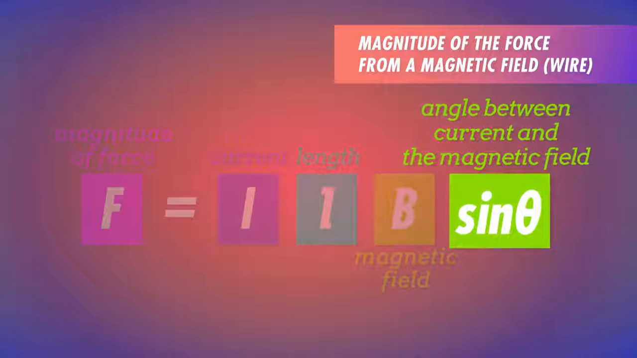Its maximum value is 1 when theta is 90 degrees. So the current is perpendicular to the magnetic field lines. That's when the force will be strongest. Similarly, the minimum value of sine theta is 0 when theta is 0. So that means the current is parallel to the magnetic field lines. And in that case, there won't be any force on the wire at all.